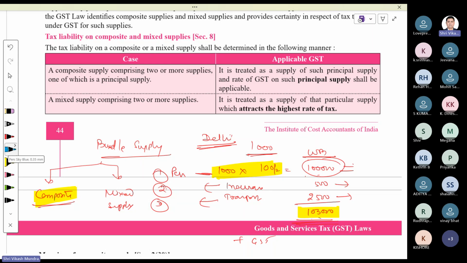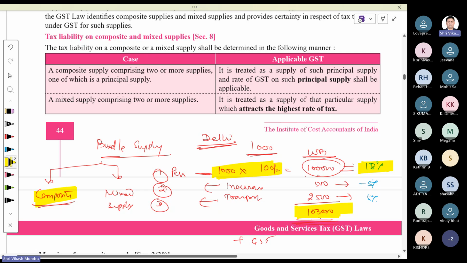Say, in this case the rate of tax on PAN is 18% and here it is 5% and here it is 5%. Still, in this case also, since PAN is considered a bundle supply and PAN is considered the principal supply, on the entire 1,03,000 you are supposed to levy tax at the rate of 18%. You cannot say that part of the value of the supply is subject to tax at 5% or a few are taxable at 12%. No. Whatever rate is applicable in case of the principal supply, that would be applicable on the entire value.